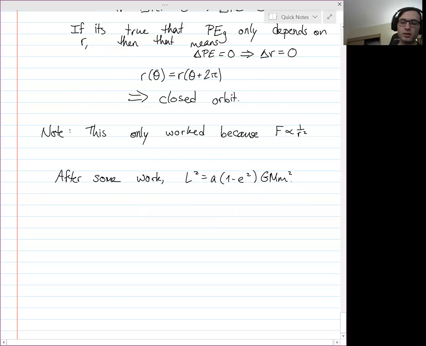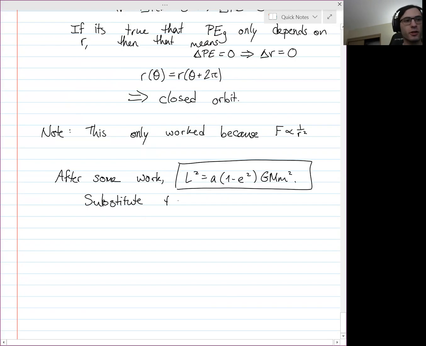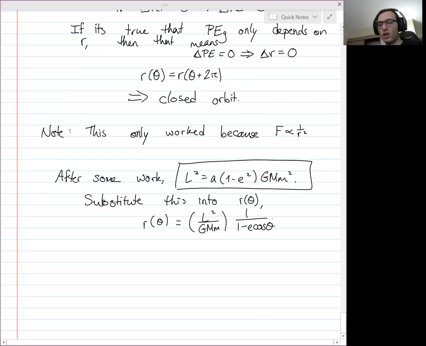That said, this equation is useful, so that's why I'm going to put it in a box. We'll use it later. We can substitute this into the formula that we had for r of theta, and we get r of theta equals L squared over capital G capital M little m times 1 over 1 minus E cosine of theta. All I did was substitute this into here. And this is just a convenient formula that you can use to write out the formula for the ellipse.